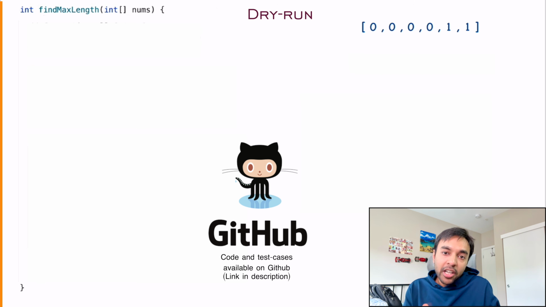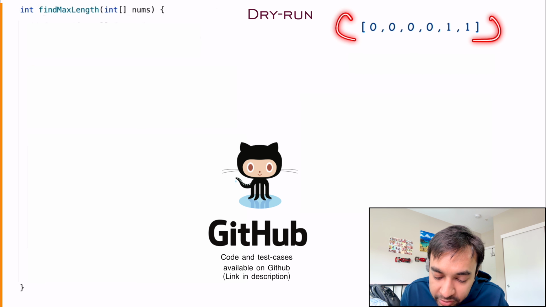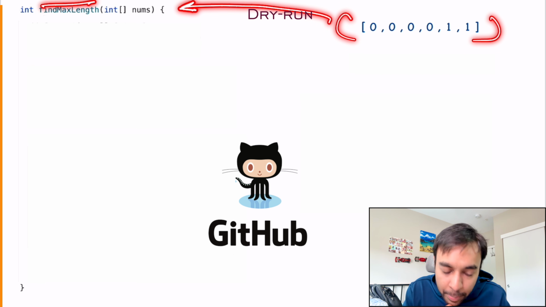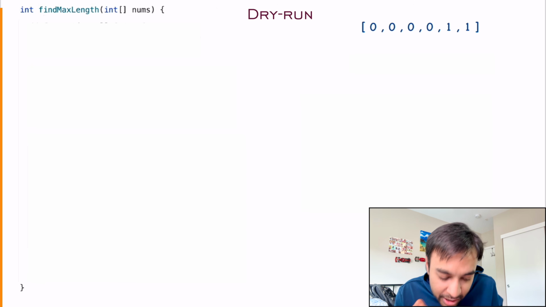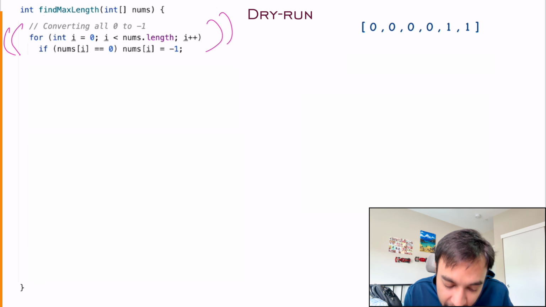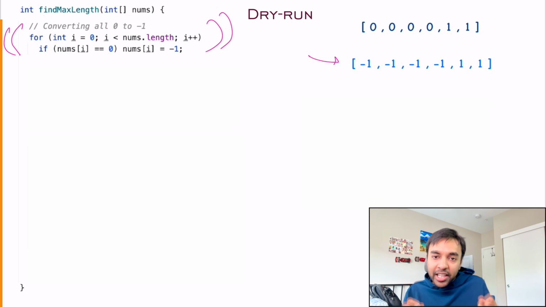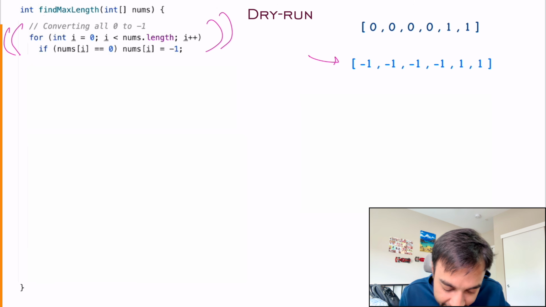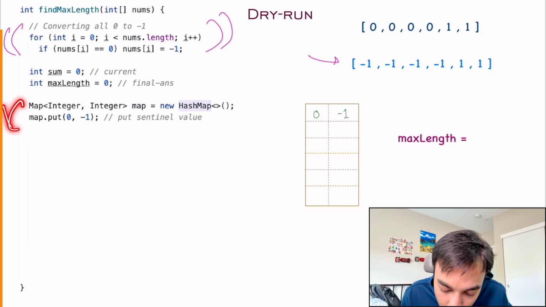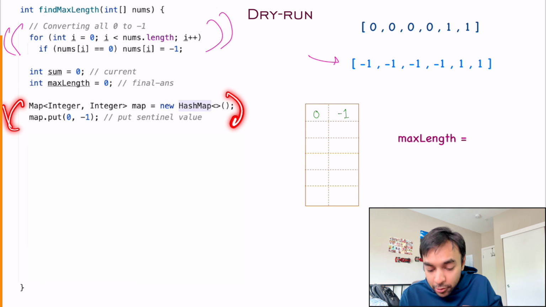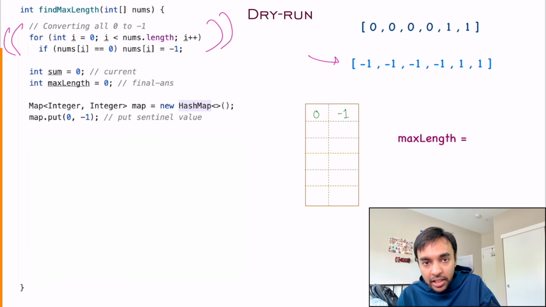On the left, you will have the complete code. And on the right, I have this sample array that is passed in as an input parameter to the function. The first step that we do, we create our transformed array and convert all of our zeros to -1. So now I will get this particular array. In the next step, I create my hash map and put the sentinel value. That means I found the sum 0 at the position -1. So this is how I have initialized all of my things.